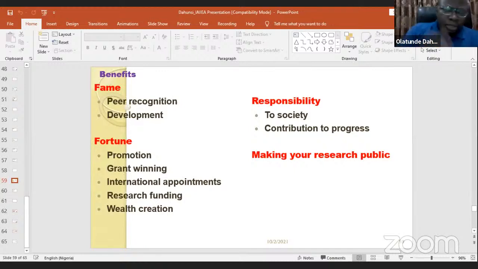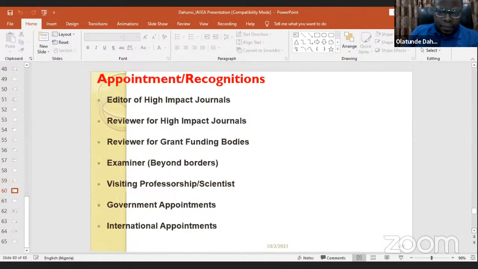You have peer recognition. You develop your personal life. In terms of fortune, promotion will come. You will be able to win grants, international appointments, research funding. And who tells you that researchers must be poor? No, that is not true. I'm an example of researchers that are wealthy, to the glory of God. So I'm not a poor man. Now, responsibility to society, you are able to address issues for society. And of course, you contribute to the progress of your nation, and of course, international recognition is also part of it.